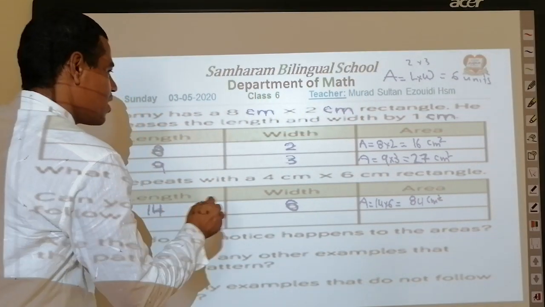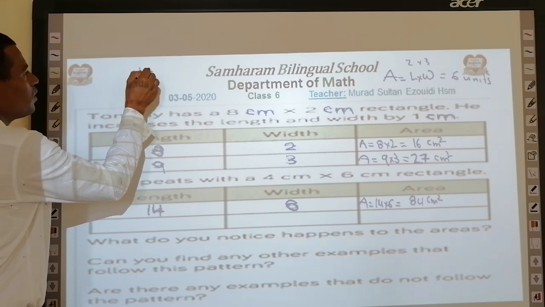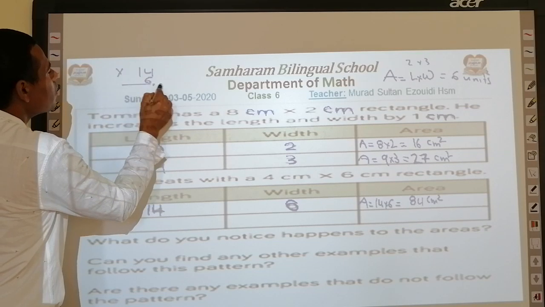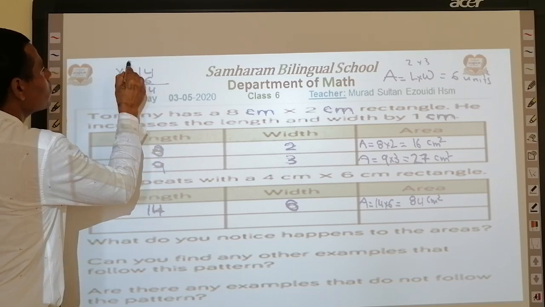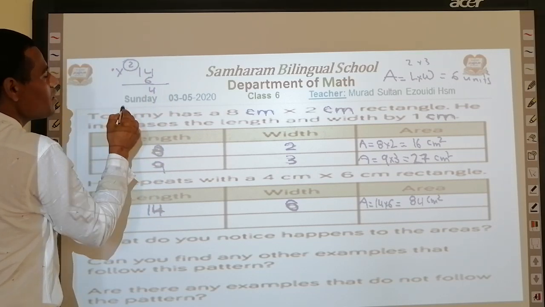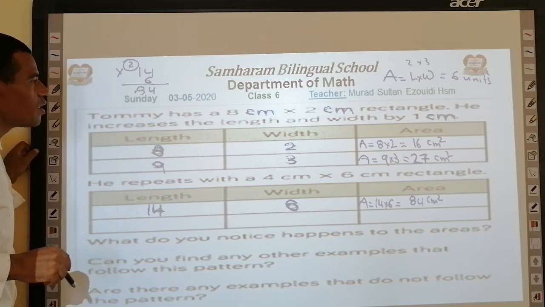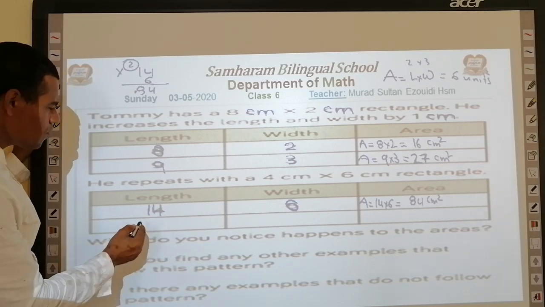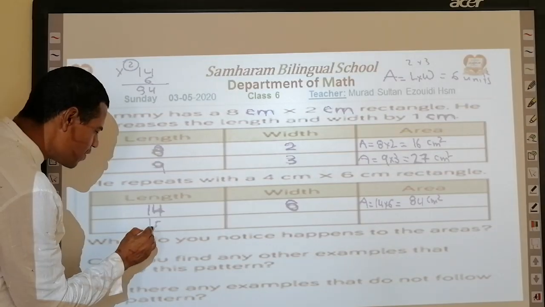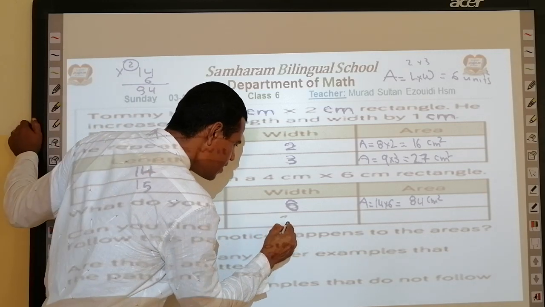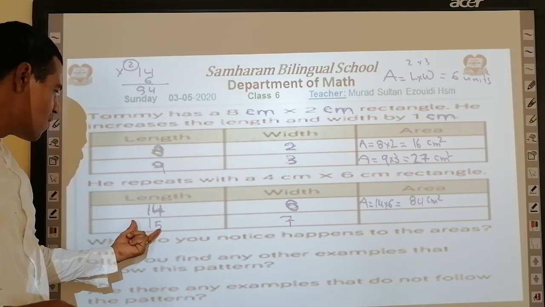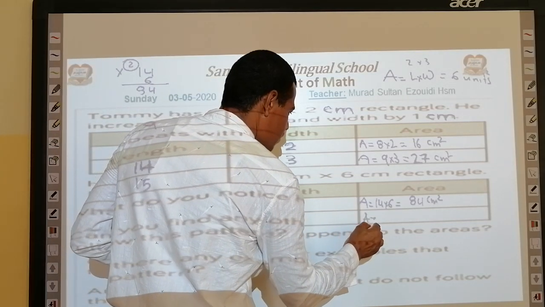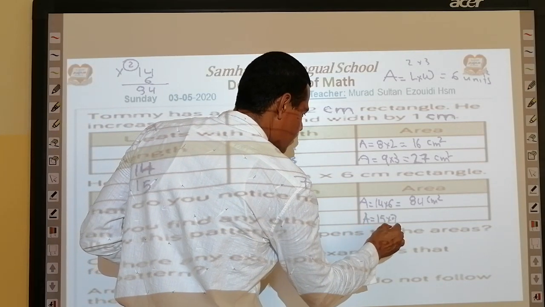Be careful while checking this one. We said 14 multiplied by 6. 6 by 4 is 24. 6 by 1 is 6, plus 2 is 8. So 84. Then I will increase this by 1. 14 plus 1, my loves, is 15. 6 plus 1 is 7. So the area of the second rectangle is 15 multiplied by 7. Very good. So 15 multiplied by 7.